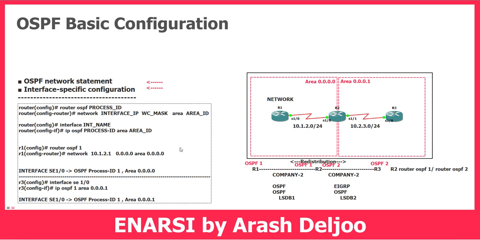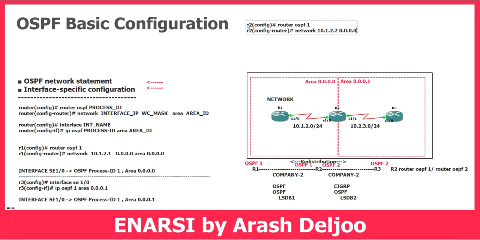Also, in one router, maybe you want to use both of these two methods. For example, in router 2, let me show you. Assume that this is the router 2 config. We are configuring router OSPF 1, then R2(config-router), okay? We are using the network statement 10.1.2.2 0.0.0.0, then area again 0.0.0.0.